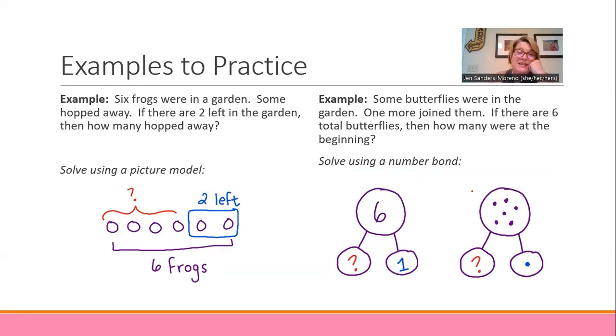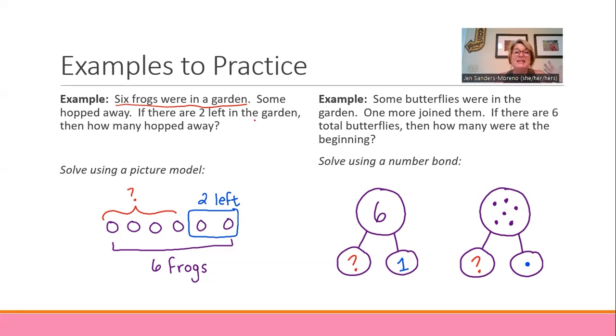So this first one says 6 frogs were in a garden. Some hopped away. If there are 2 left in the garden, then how many hopped away? Now, in a separate video, we're going to talk about problem structure and are you missing the first piece? Are you missing the second? Are you missing the third? So here, if you can imagine, again, here I'm using a picture model, but you could also think of blocks. We'd ask our students, can you draw or represent 6 frogs that are in that garden? So if they're grabbing those linking cubes, they're going to grab 6 cubes, or they're going to draw 6 shapes.